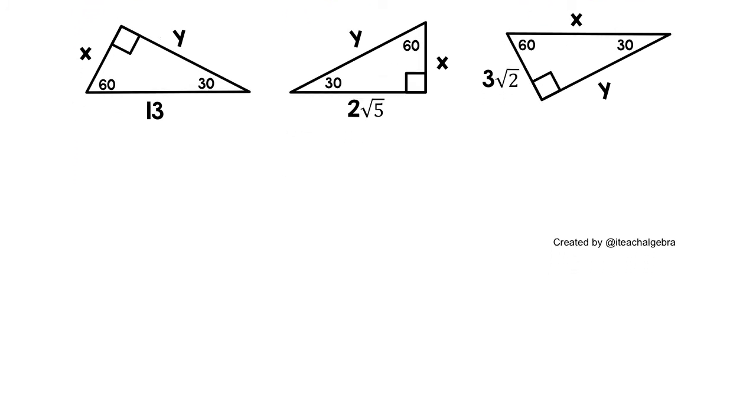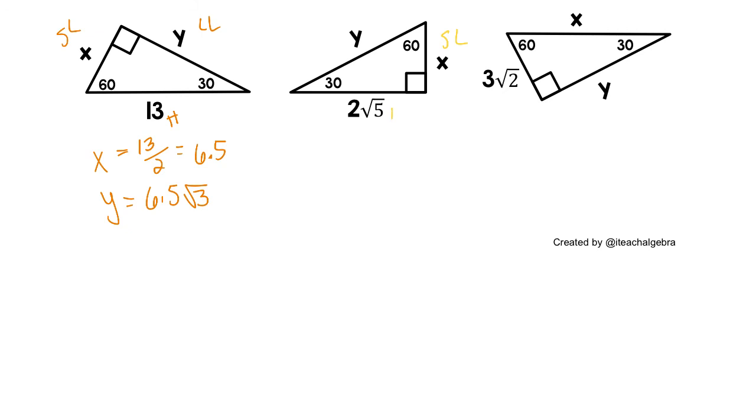Scoot it up, last couple. Label our sides, short leg, long leg, hypotenuse. I have the hypotenuse and I want to know the short leg and the long leg. So x, the short leg, is going to be the hypotenuse over 2. So 6.5 for the short leg. For the long leg, I multiply that by the square root of 3.